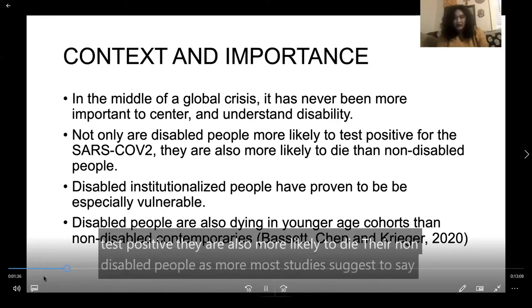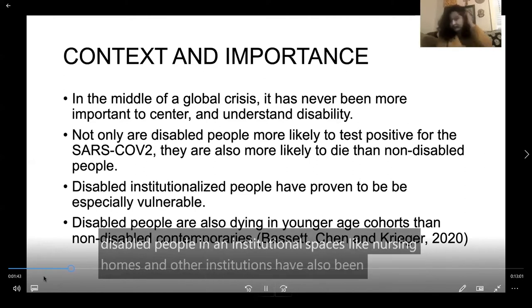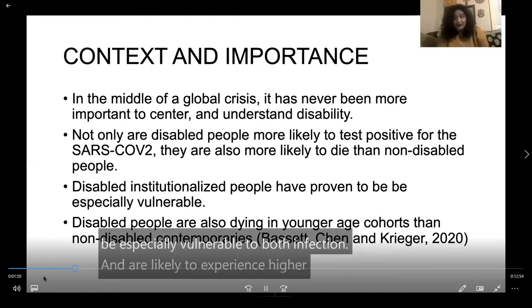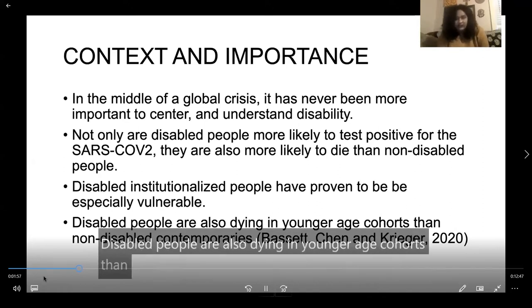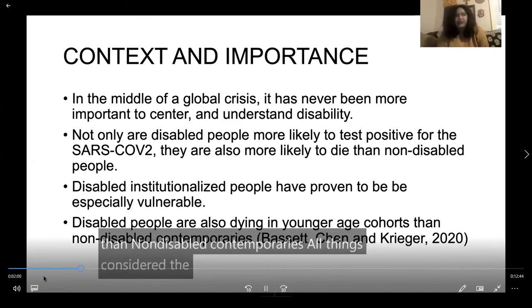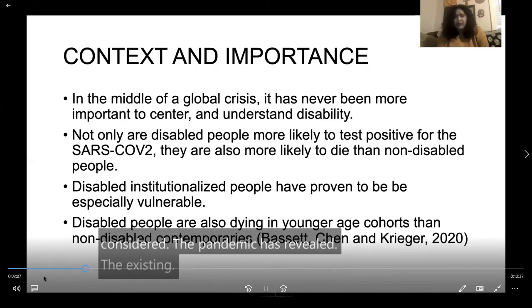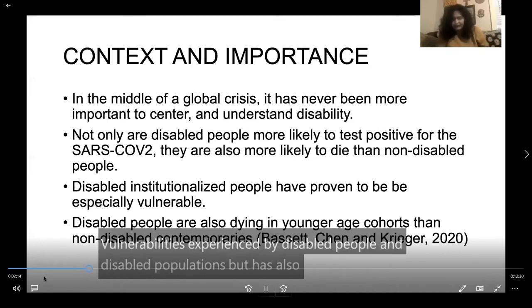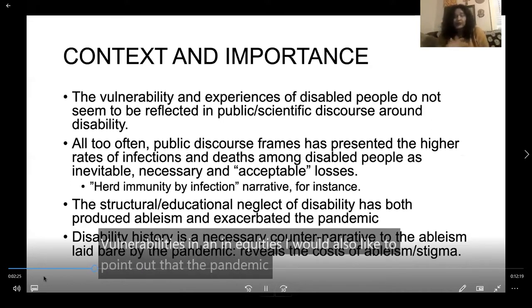Disabled people in institutional spaces like nursing homes and other institutions have also been proven to be especially vulnerable to both infection and are likely to experience higher mortality rates. Disabled people are also dying in younger age cohorts than non-disabled contemporaries. All things considered, the pandemic has revealed the existing vulnerabilities experienced by disabled people and disabled populations, but has also exacerbated the vulnerabilities and inequities.